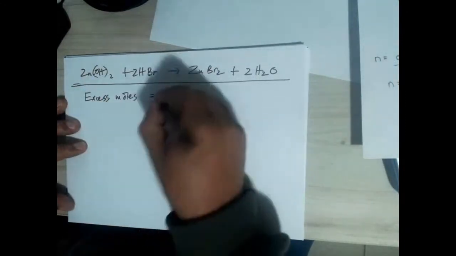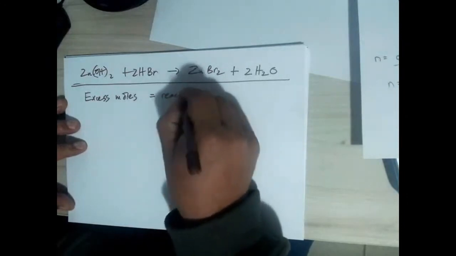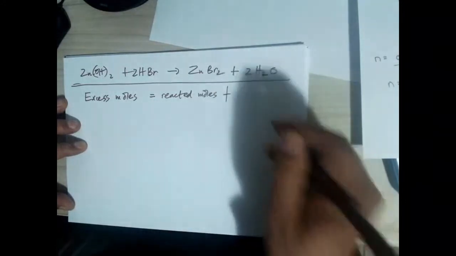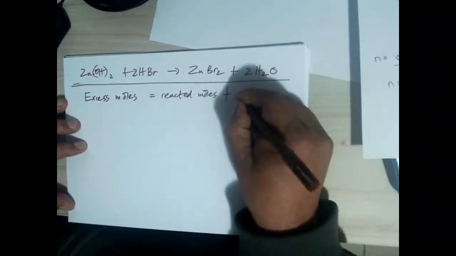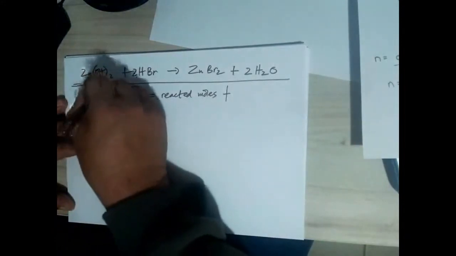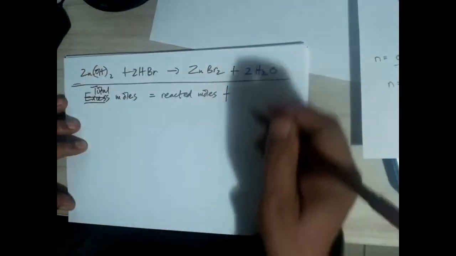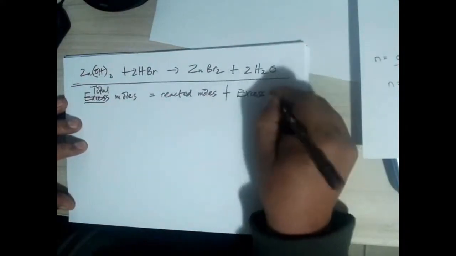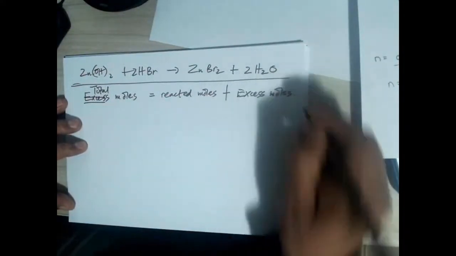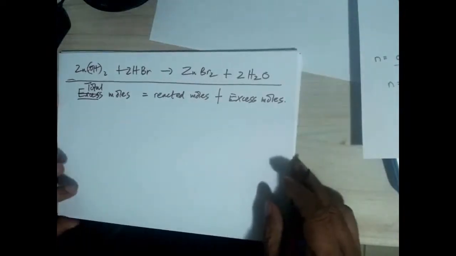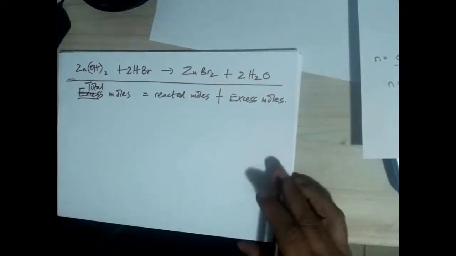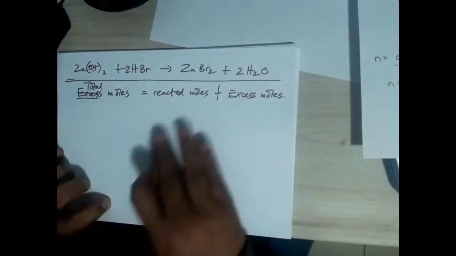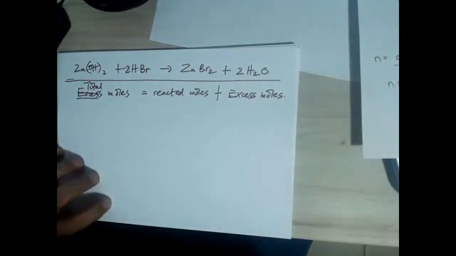And the excess moles is always equal to the reacted moles plus... the total moles, my mistake, is equal to the reacted moles plus the excess moles. Yeah, thanks. Sorry, I don't have a periodic table with me. You're quite right. The molar mass of zinc is 65. Thank you. Right. So, the total moles is the reacted moles plus the excess moles.